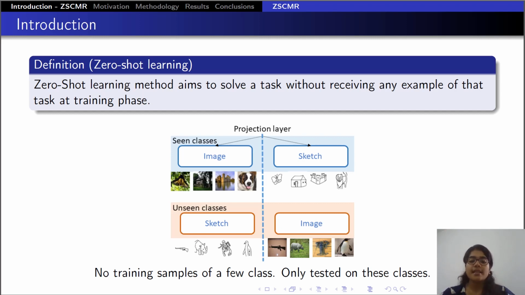So we divide the dataset into two parts, seen and unseen, and the protocol which we follow is that we train the network only on the seen classes, and we test our algorithm on completely unseen classes. So this is the protocol of ZeroShot Learning.